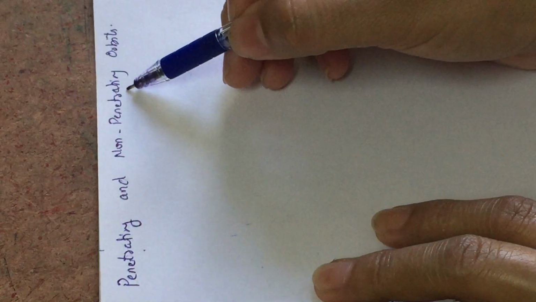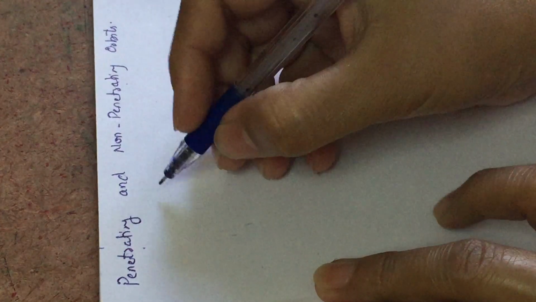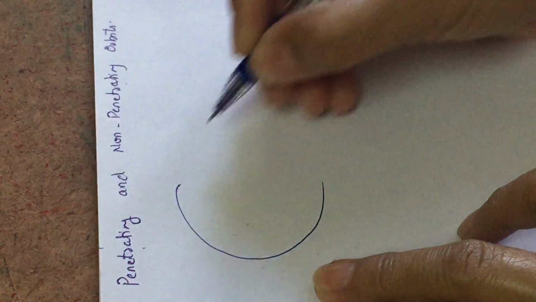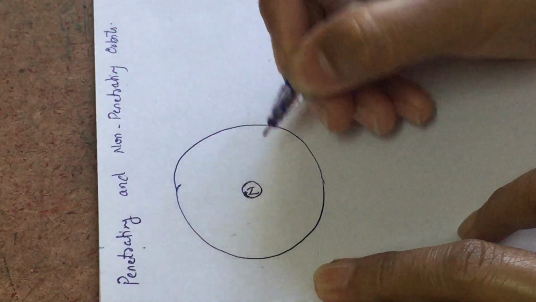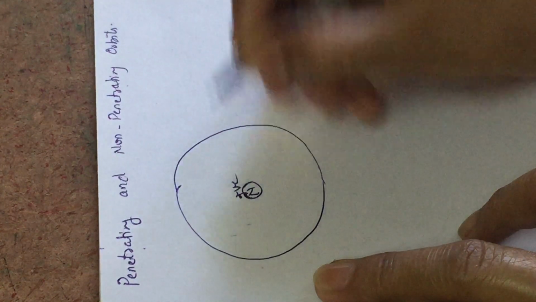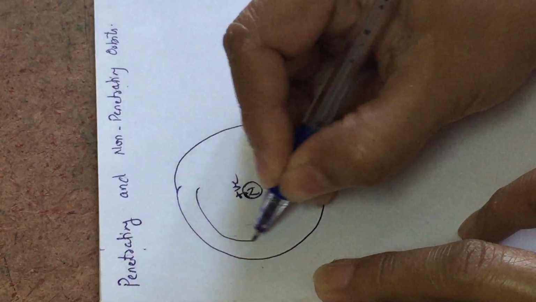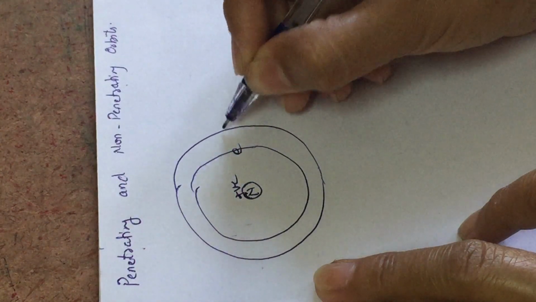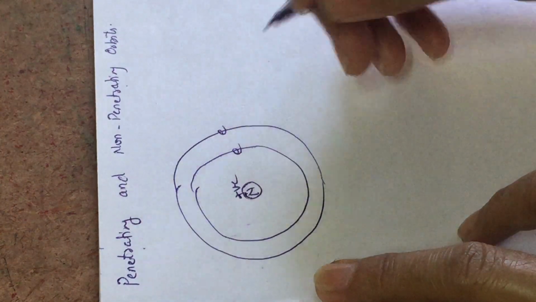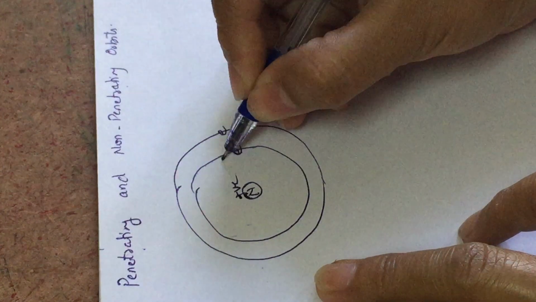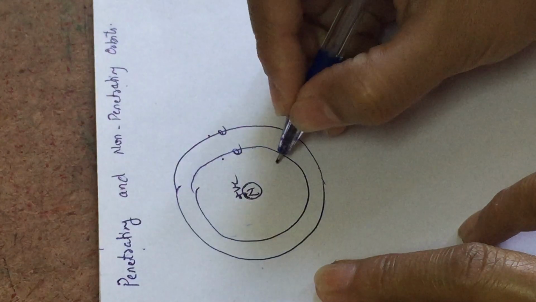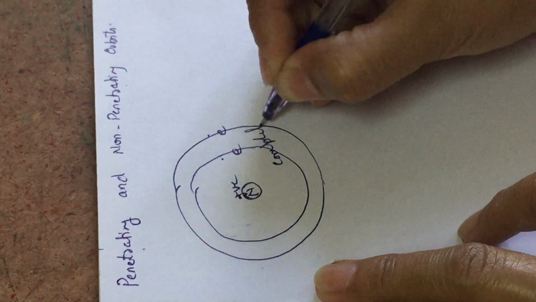Today's topic is penetrating and non-penetrating orbits. Let us consider our atom. We know that at the center the nucleus is situated with positive charge on it, and around the atom electrons are moving in circular or elliptical paths. Let us consider these are the inner shells and these are completely filled shells.